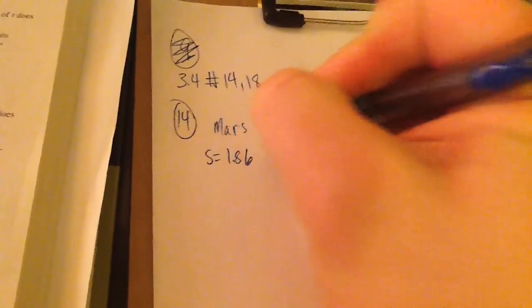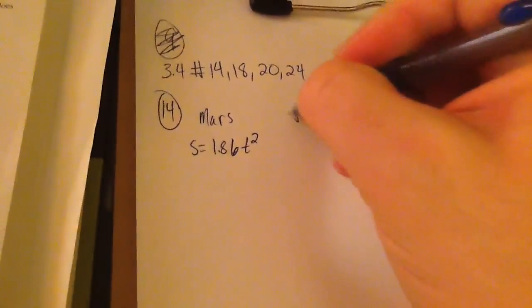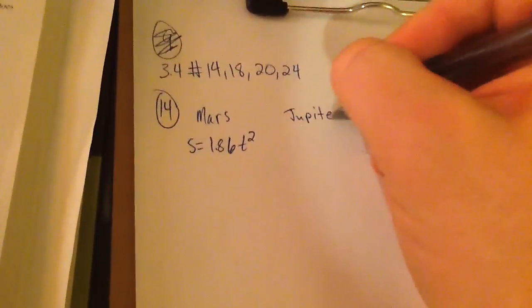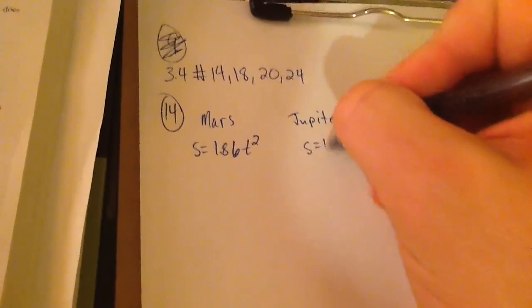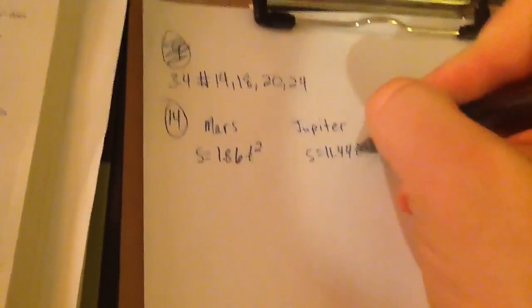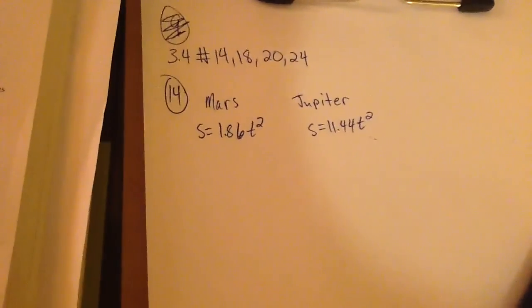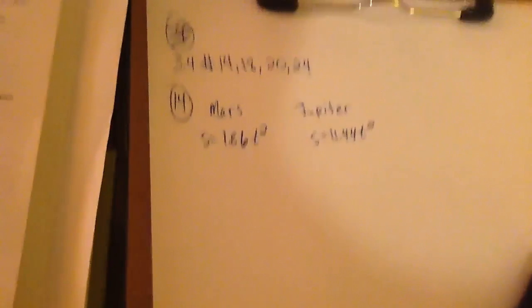So like 14. It gives you equations for free fall near the surfaces of Mars and Jupiter, where S is in meters and T is in seconds. So on Mars, S equals 1.86 T squared, and Jupiter, S equals 11.44 T squared. How long would it take overall? Okay, we'll get to that.